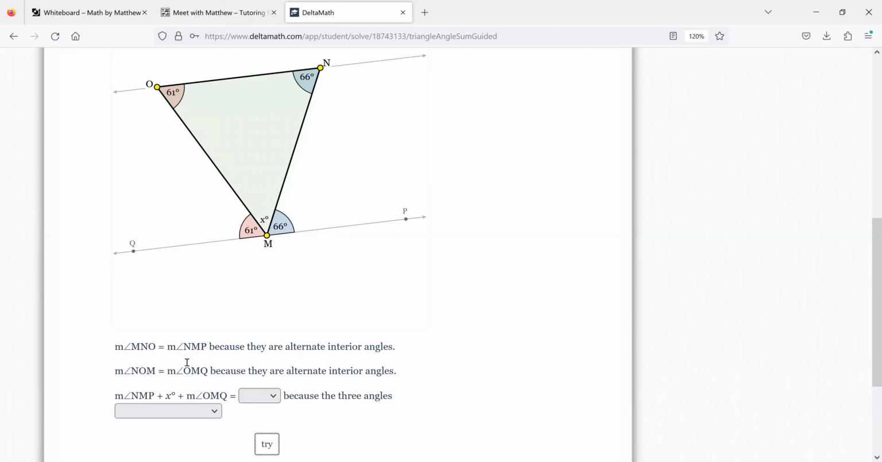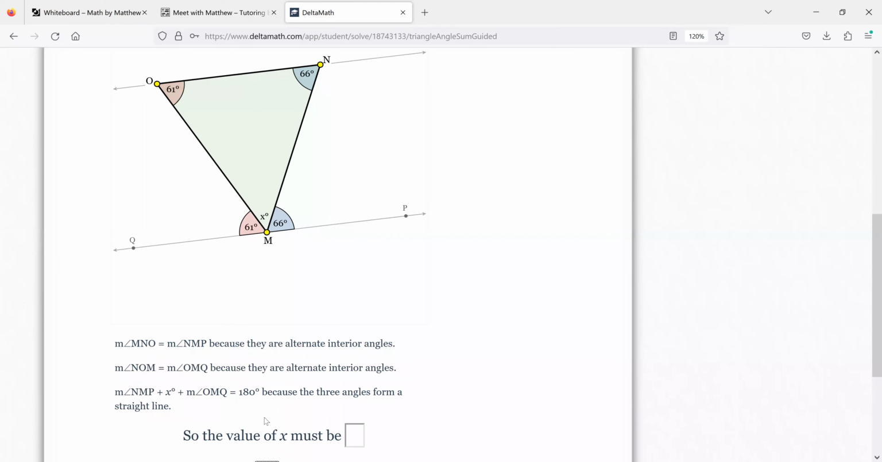Great. So the three angles equal 180, and they're a straight line, just like before. So we got to solve for the value of X. So 180 minus 66 minus 61. 53 degrees is what I've got.